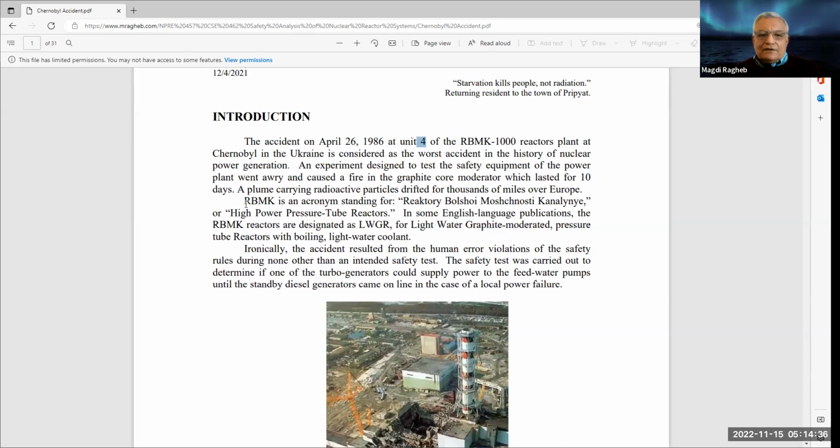What is RBMK? RBMK is an acronym that stands for, in Russian, Reaktory Bolshoi Moshnosty Kanalny, and I think you can see the etymology of calorie or heat. That translates into high power pressure tube reactor. So these were reactors that were cooled with light water, and light water was allowed to boil. As it was allowed to boil, steam was produced, but the moderation was not from light water or from heavy water, like in light water reactors. The moderation of the energy of the neutrons to turn them into thermal neutrons was made out of the graphite.